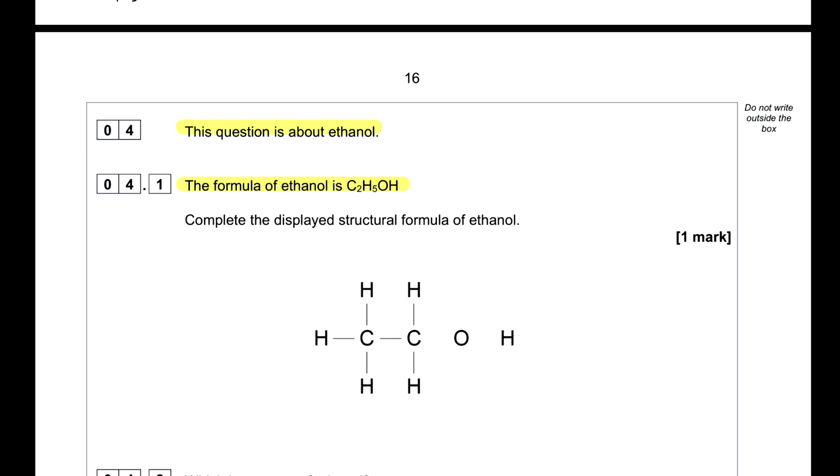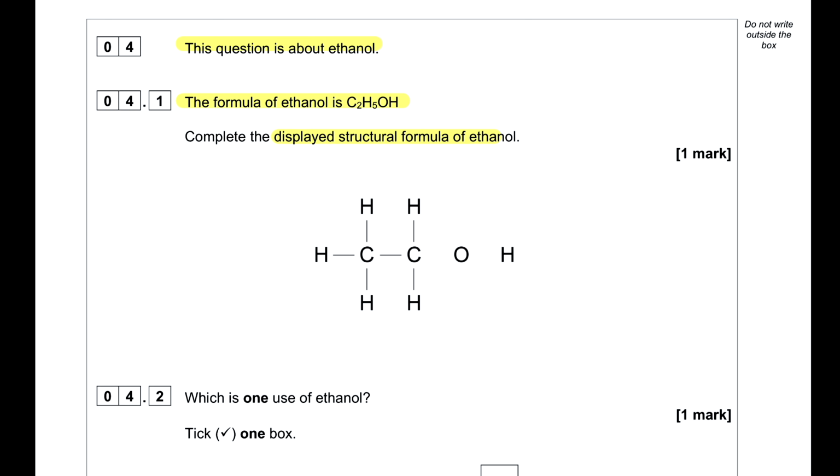The formula of ethanol is C2H5OH. Complete the displayed structural formula of ethanol. In order to complete it, we have to understand a carbon can have a maximum of 4 bonds. Oxygen can have up to 2 bonds, and it will have 2 bonds. And hydrogen can only have 1 bond. So oxygen will have 2 bonds, and hydrogen will have 1 bond.